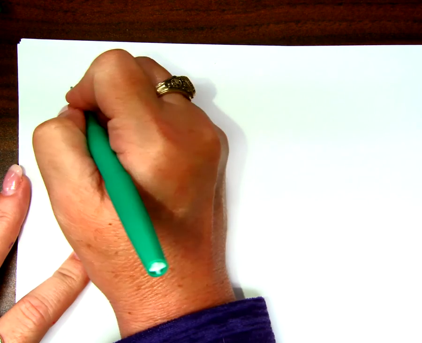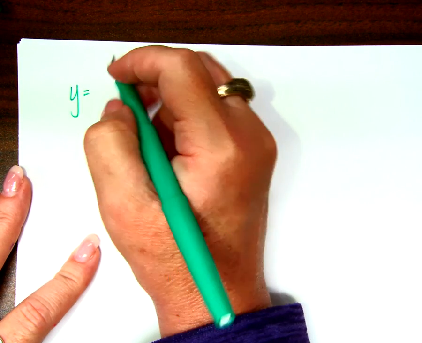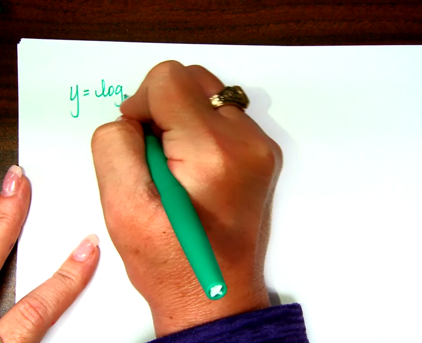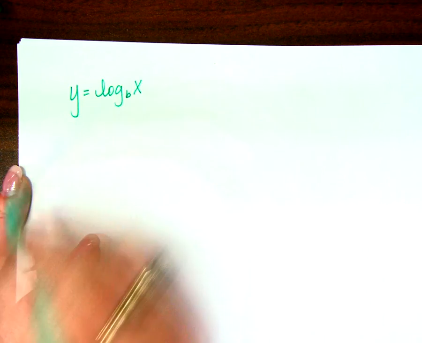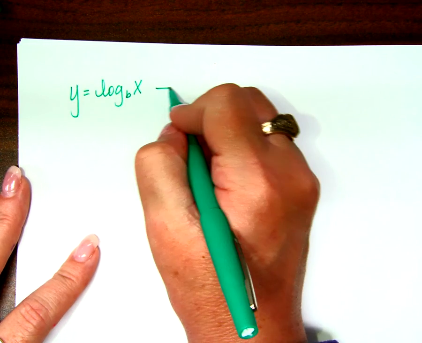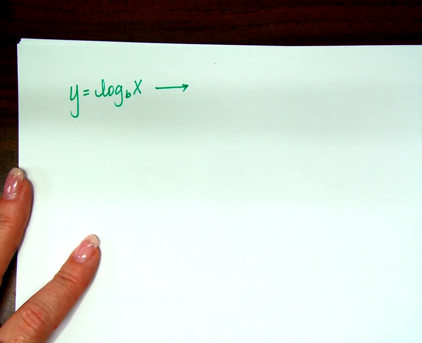So, first things first. Can you go back and forth from logarithmic to exponential form? That's the main thing at the beginning of this section. So a logarithmic form will look something like this. Y equals log base b of x. And I need you to be able to go to exponential form from here.